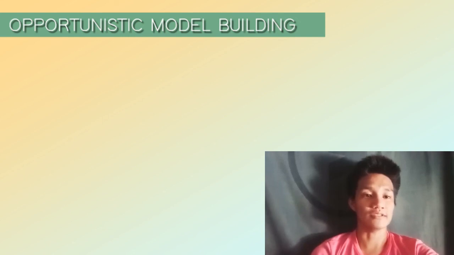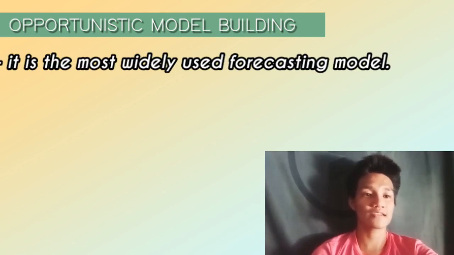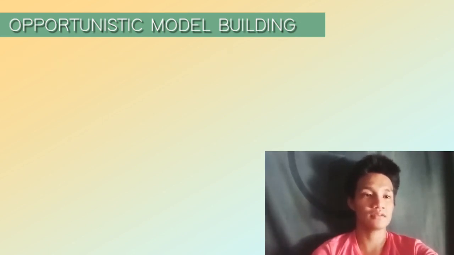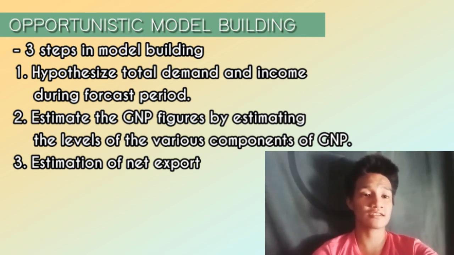Econometric model building is the most widely used forecasting model. Model building has three steps. First, hypothesize total demand and income during the forecast period. Second, estimate the GNP figures by estimating the levels of the various components of GNP. Last, estimation of net export.